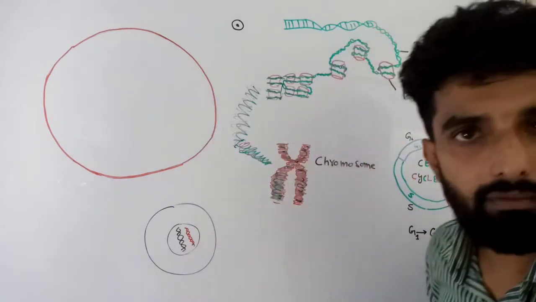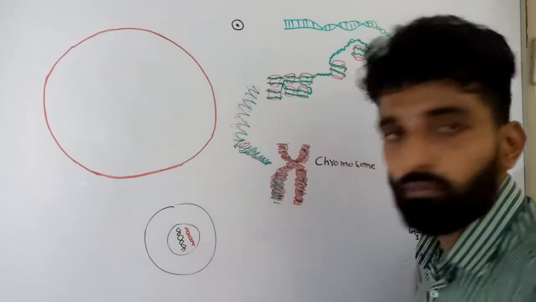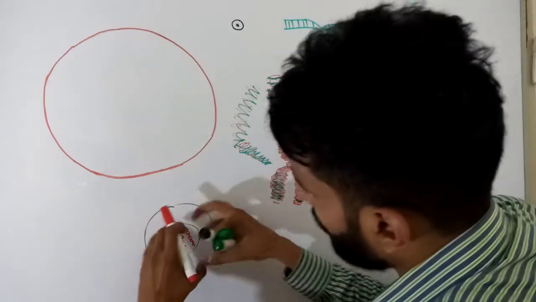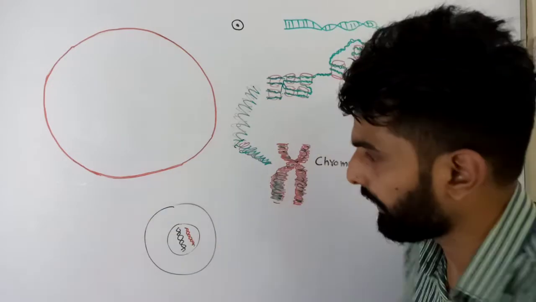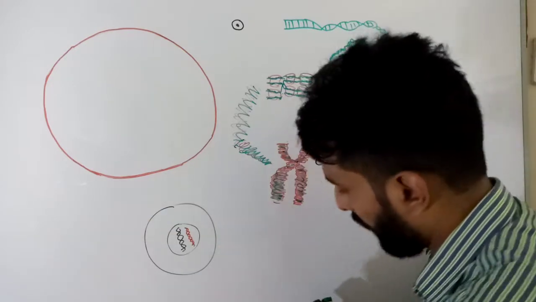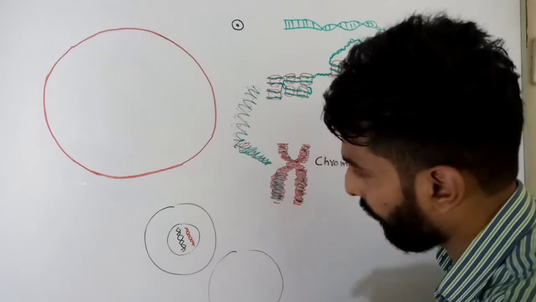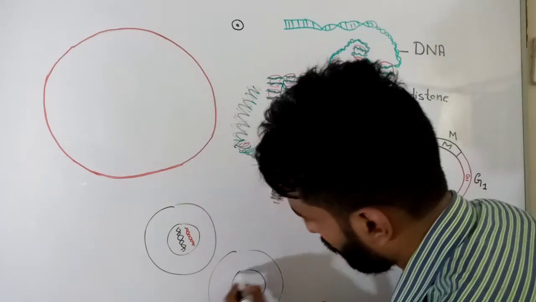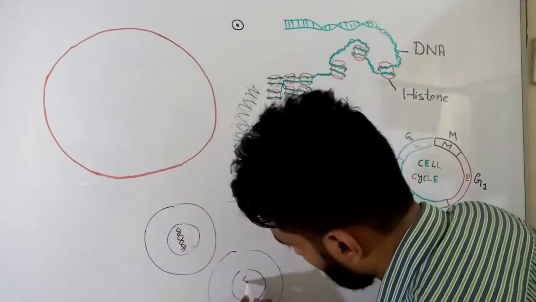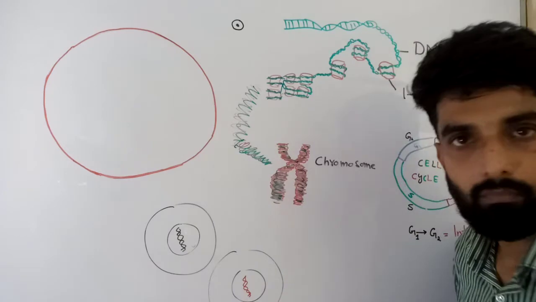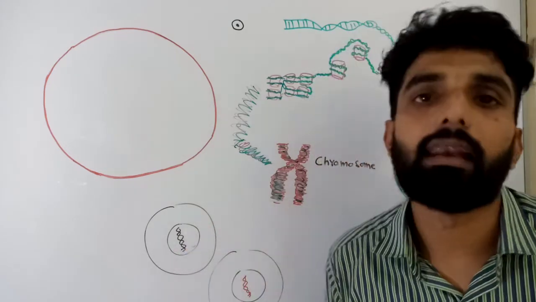Replication of DNA will take place. Then division of chromosome, then division of nucleus, and division of cytoplasm will take place. And from one cell, two cells will be formed in this way. So it means the first step is replication of DNA.